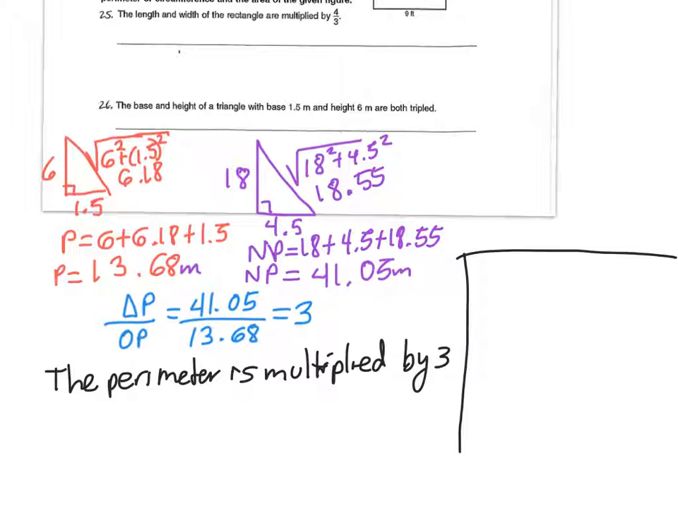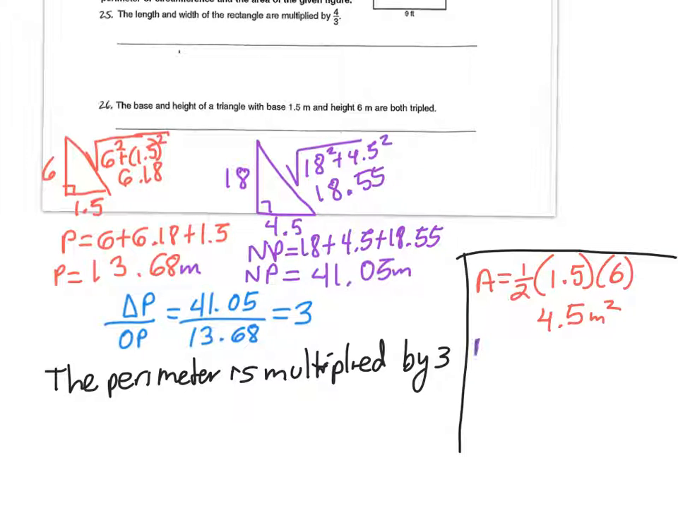So for the area, let me get the area of the original triangle. So the area would be 1/2 base times height. The original base is 1.5. The height is 6. So half of 6 is 3 times 1.5. That would be 4.5. And this is 4.5 square meters because it's area.